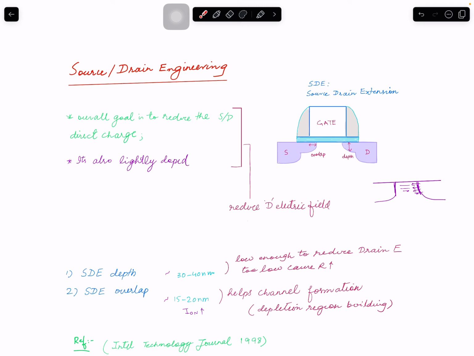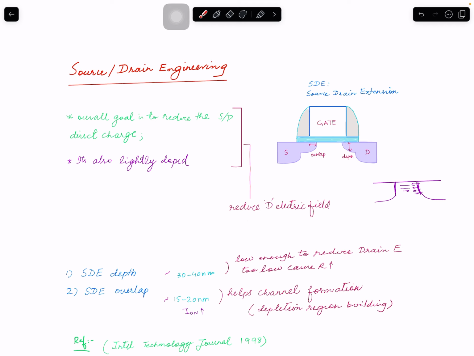So this overlap helps build the depletion region and inversion. But if it's too much, that's also not good because it pinches off the channel. So I think they found that a 15 to 20 nanometer overlap was a good one.